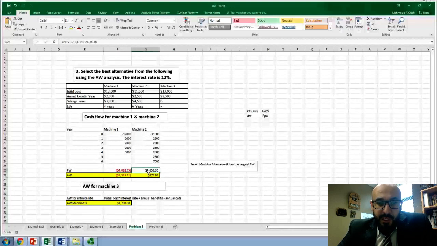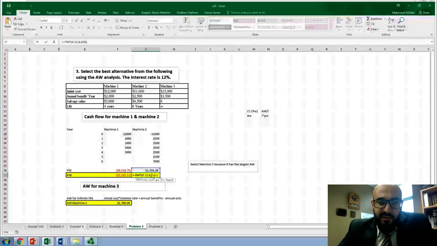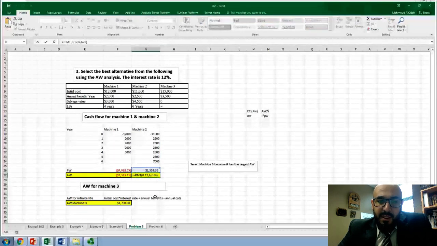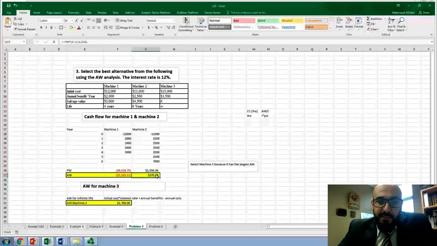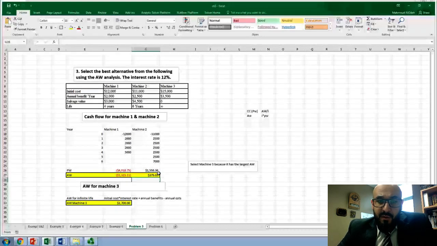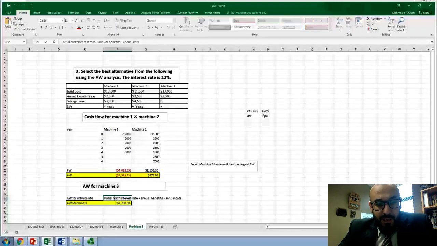For machine 2, we have a positive number, and you use the PMT. You reverse the function, negative PMT for 12%, 6 years, and the present value of 1558, and this would give you 379.